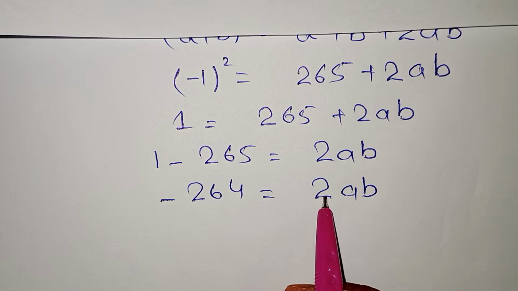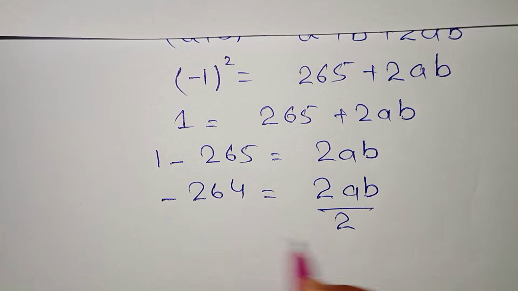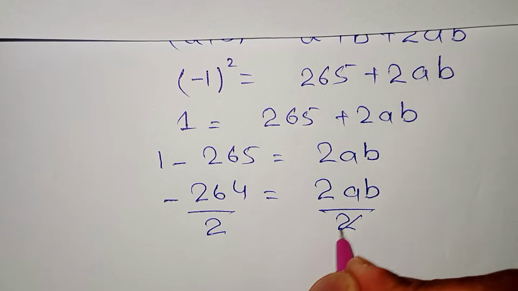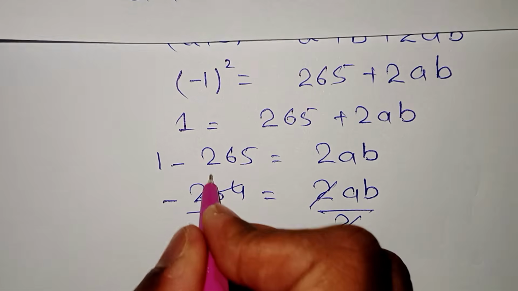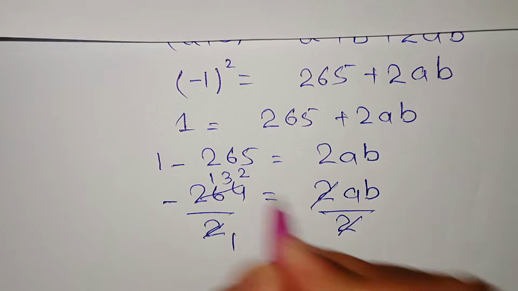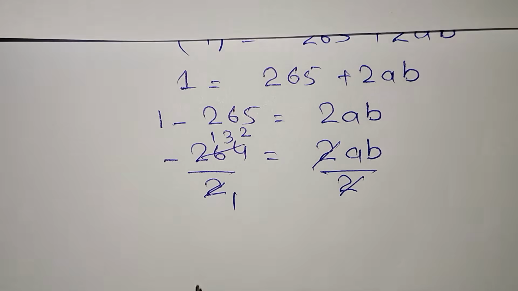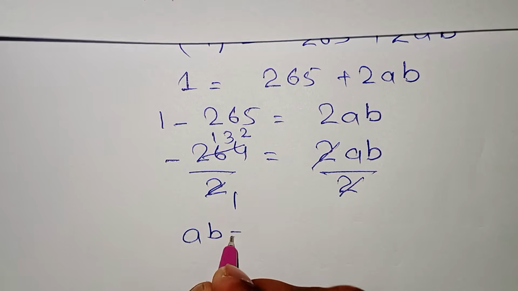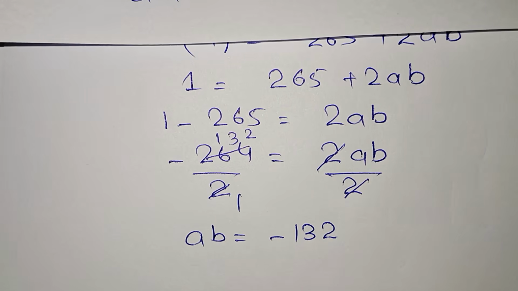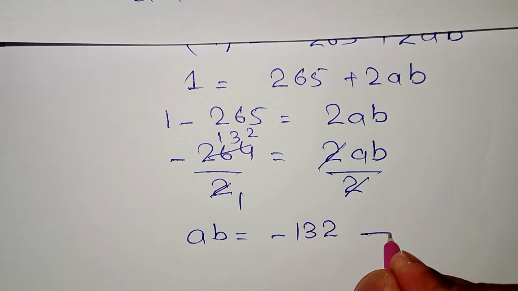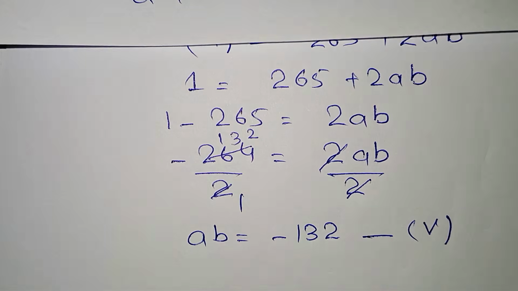Now we will divide by 2 on both sides of the equation. 2 cancels with 2. So we have ab = −132, which is our fifth equation.